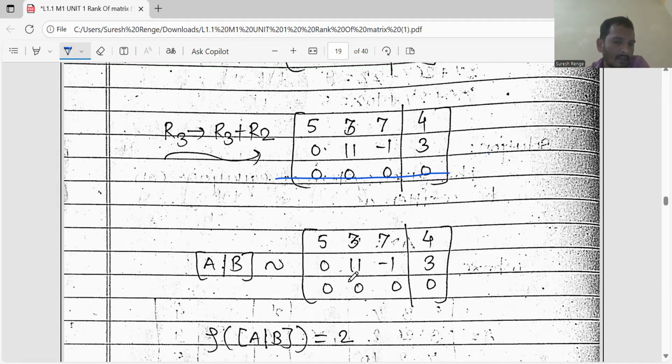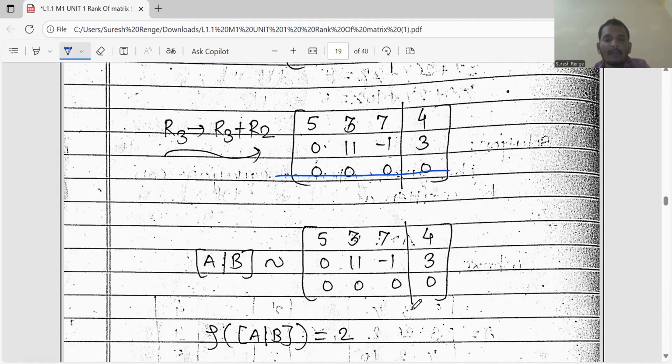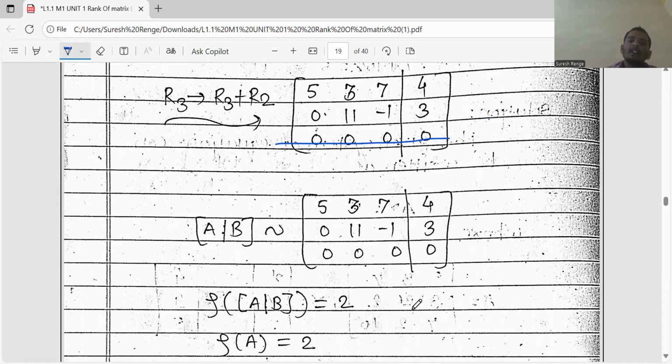Now if you want to convert the matrix into echelon form, make the elements below that leading element equal to 0. Those elements are already 0 here. And row number 3 is a zero row. If you observe, the matrix is in echelon form. Now this whole combined matrix is the A augmented B matrix.